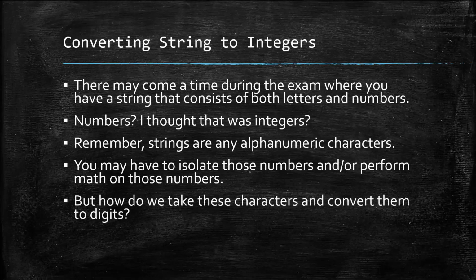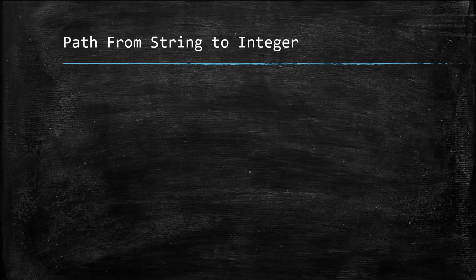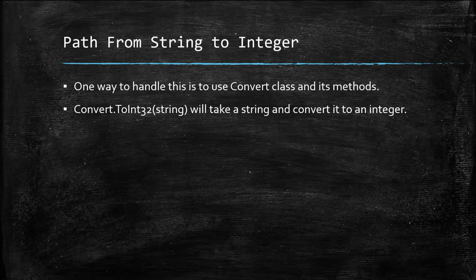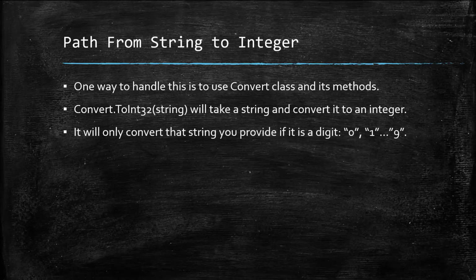But how do we take these characters and convert them to digits? For example, if I have the character 1, how do I convert that to an integer of 1? Well, there are multiple paths you can take from string to integer, and we're going to cover those. Now, one way to handle this is to use the Convert class and its methods. Convert.ToInt32, putting a string in parentheses, will take a string and convert it to an integer for you. It will only convert the string you provide if it is a digit, such as 0, 1, 2, 3, 4, 5, 6, 7, 8, or 9.